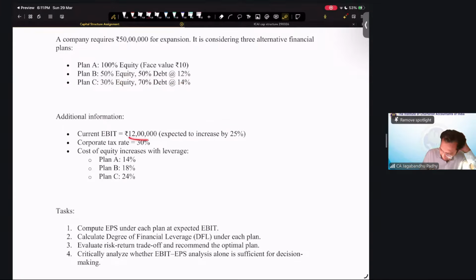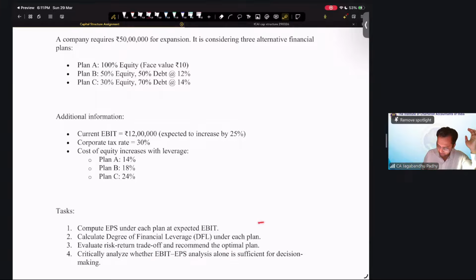Now, the current EBIT level is 12 lakh and it is expected to increase by 25% after this expansion. The corporate tax rate is 30%. The cost of equity increases with leverage: 14%, 18%, and 24% for the plans. We have to compute the EPS under each plan at expected EBIT, the degree of financial leverage under each plan, and then evaluate the risk-return trade-off and EBIT-EPS analysis.